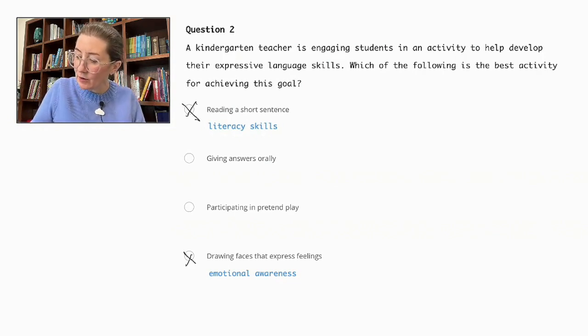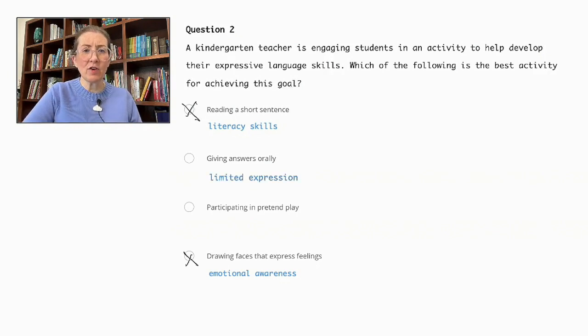Drawing faces that express feelings primarily develops emotional awareness and recognition rather than verbal expression. So we can cross that out as well. Giving answers orally does involve some level of expressive language, but it does not necessarily encourage the free use of language. So we can cross that out as well. The correct answer here is participating in pretend play.